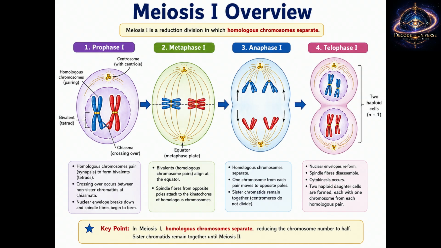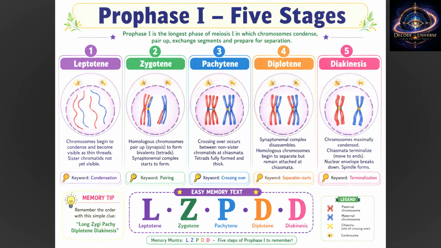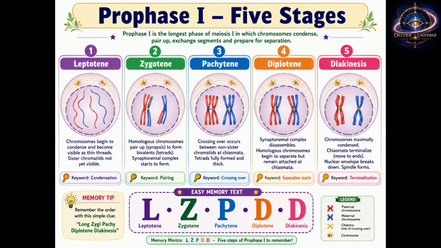Metaphase I. Homologous chromosome pairs align at the equator. Anaphase I. Homologous chromosomes separate and move to opposite poles. Sister chromatids remain together. Telophase I. 2 haploid cells are formed. This stage is followed by a short resting phase called interkinesis. No DNA replication happens during interkinesis.